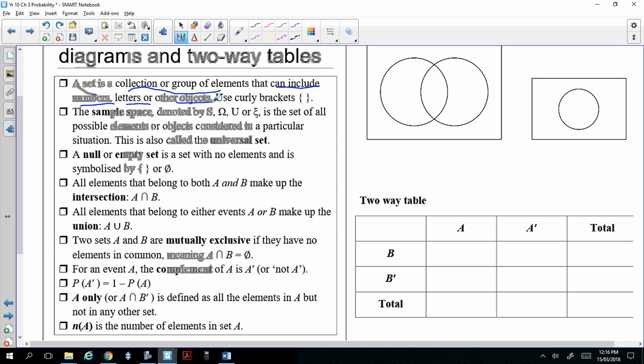A sample space has a notation as well. You can use S for sample space, or this notation, or this, which I don't know, but just use S for sample space. But all these mean sample space. It's a set of all the possible elements or objects considered in a particular situation. This is also called a universal set. That's why there's a U there, universal set.